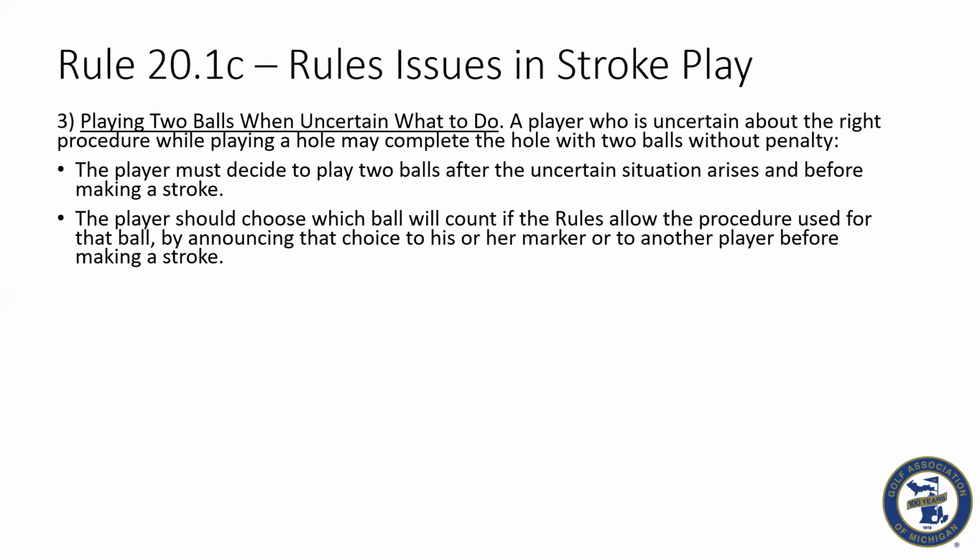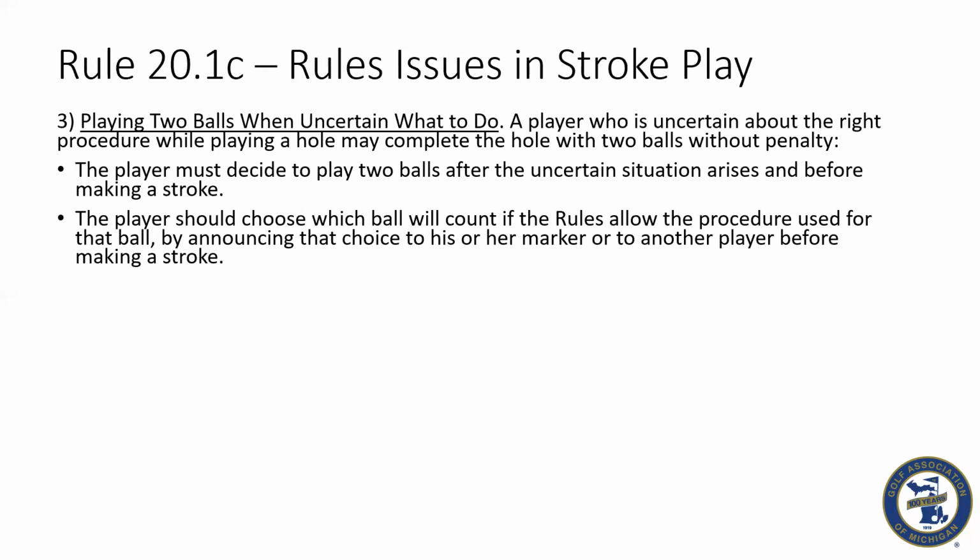So when we do play 2 balls, the player should choose which ball will count. They're not required to, but they should choose which one they want to count or identify that one by announcing that to their marker or another player before making a stroke. So if it's a should choose, why do we even have that rule if it's not a requirement? Because if you don't choose, then the score with the first ball played counts.